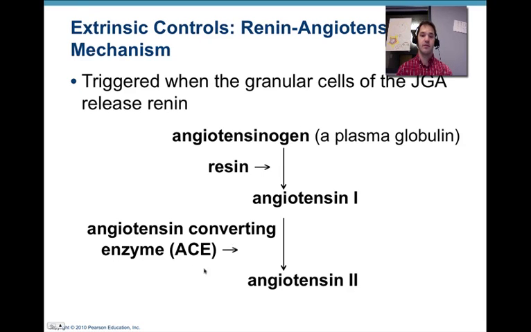You may have heard of drugs called ACE inhibitors. An ACE inhibitor is a drug that inhibits this enzyme, and so it's given to somebody with high blood pressure. It inhibits the conversion of angiotensin I to angiotensin II, so hopefully contributing to lower blood pressure in that person. It's a very common class of drug that's given to people with high blood pressure these days.